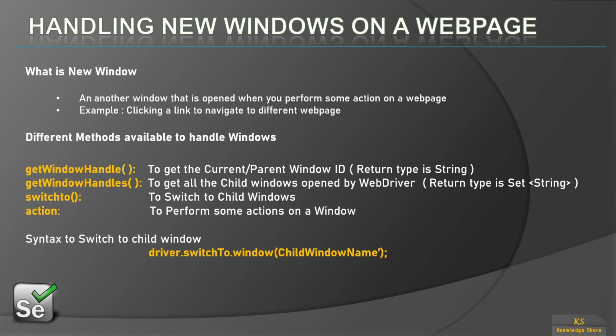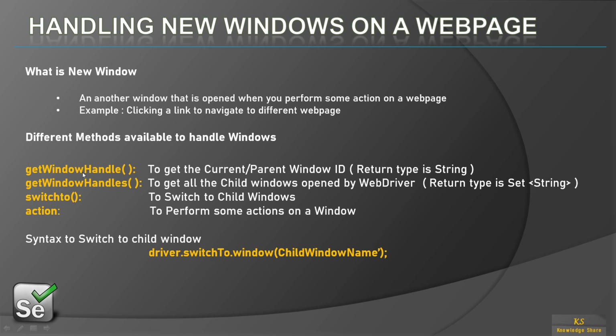In this session, we will learn how to handle new windows or multiple windows on a web page. In different applications, you might have experienced that when you click on a link, it will navigate to different web pages, right? If you want to switch to that web page and capture some values, then there are some techniques that we need to follow. The same concept which we use for switching to frames and switching to alerts, we will be using here for switching to different windows, multiple windows that are open.